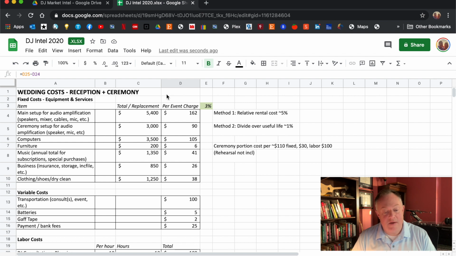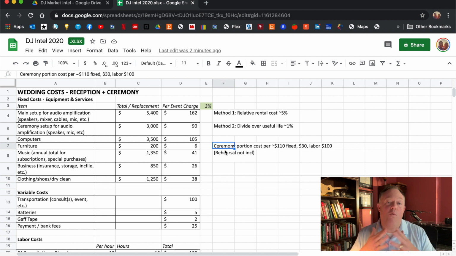In any case, my method is not for everyone, but hopefully you picked up something, or it helped you think through things a little differently, or maybe add a factor. Maybe you have something similar, but you learned about a new factor that you can add into your methodology. One other thing here is I estimated the ceremony portion of the cost. It's about $250. So I took that out, and that gave me my pricing for my wedding with reception only, with no ceremony.